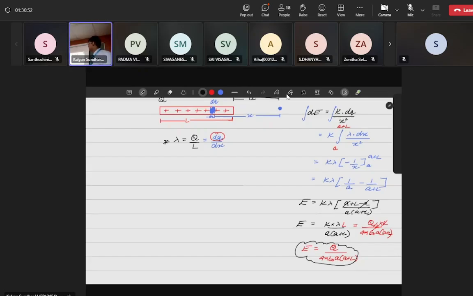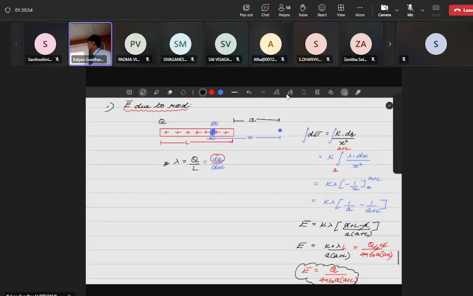So this is the electric field due to a rod at any axial point. We can also find it at an equatorial point. In the next class we will discuss the electric field due to a rod at the equatorial points or anywhere. Right, sir. So with this I will end my session.